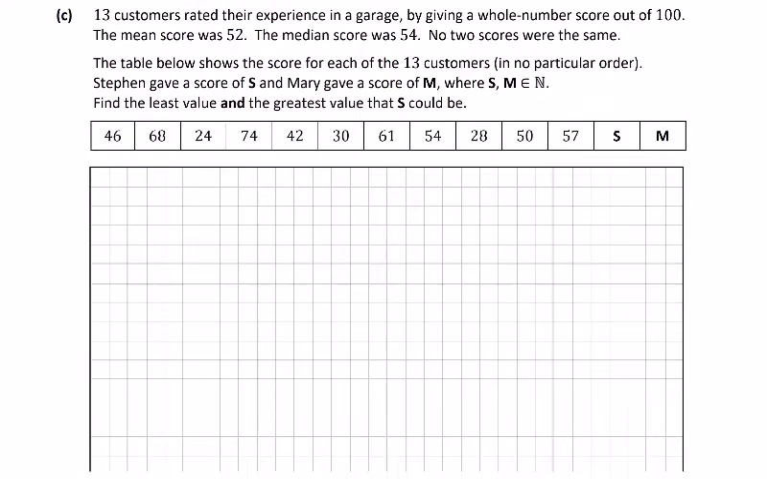Part C, we have 13 customers rating their experience in a garage out of 100. The mean was 52. Well, what's 13 by 52? We'll get the total. 13 by 52.